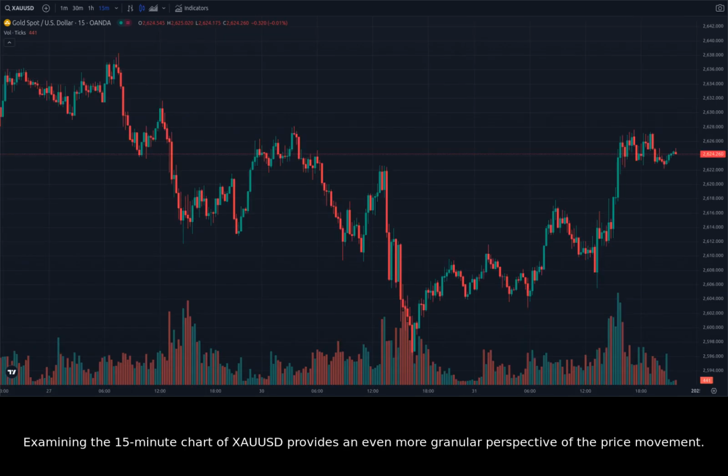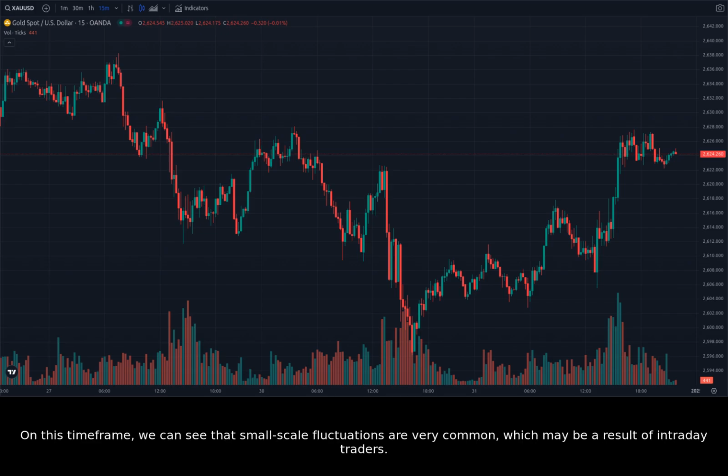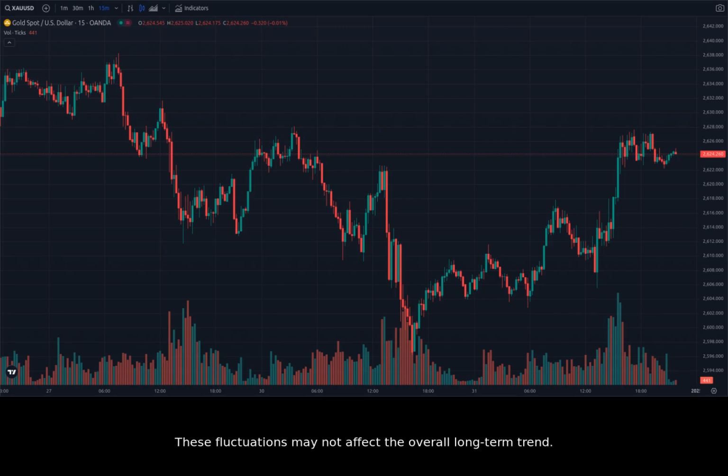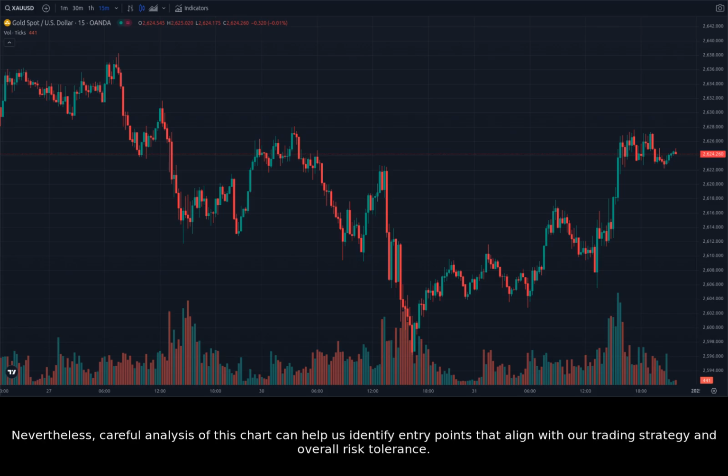Examining the 15-minute chart of XAUUSD provides an even more granular perspective of the price movement. This allows us to analyze the short-term price fluctuations and anticipate possible short-term entry and exit points. On this time frame, we can see that small-scale fluctuations are very common, which may be a result of intraday traders. These fluctuations may not affect the overall long-term trend. Nevertheless, careful analysis of this chart can help us identify entry points that align with our trading strategy and overall risk tolerance.